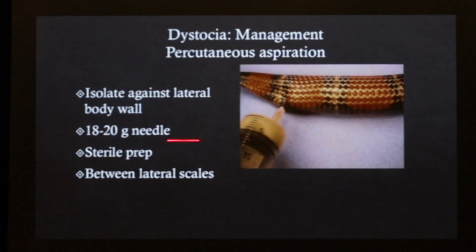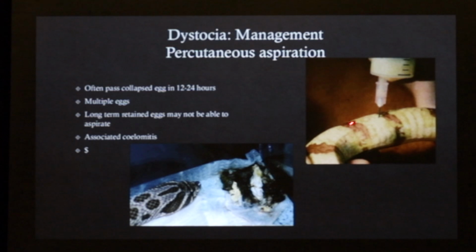We use a 18 to 20 gauge needle, and we scrub and prep this like we'd be doing surgery. We go into that. We aspirate the contents of the egg, and then oftentimes this hognose snake passed out one of these collapsed eggs. The problem is you can get associated coelomitis with that. You can get inflammation, or some of the yolk material leaks into the animal's coelom. But if you have a situation where cost is a concern and we can't do conventional surgery, then this may be an option for us to give this animal a chance. Okay, so that's called egg yolk aspiration.